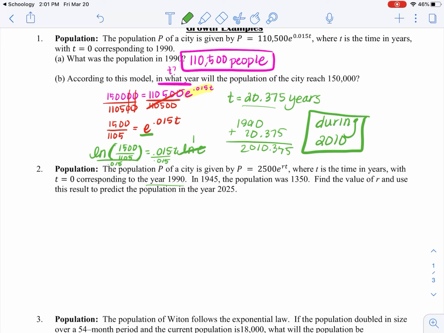In 1945, the population was 1,350. Find the value of R and use this result to predict the population in the year 2025.